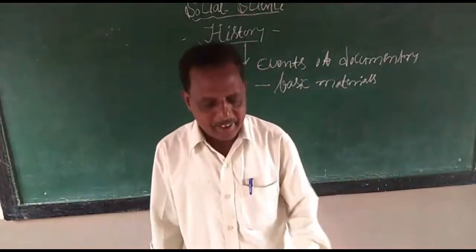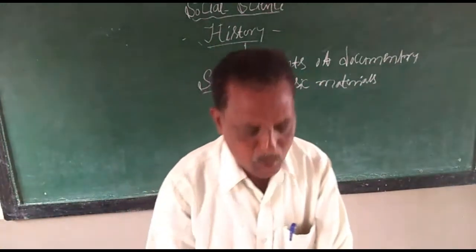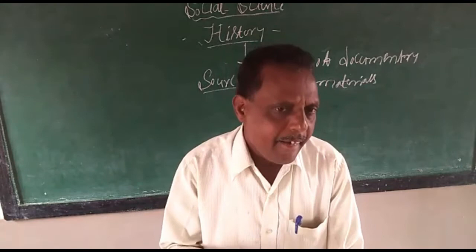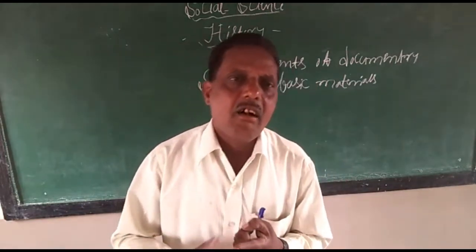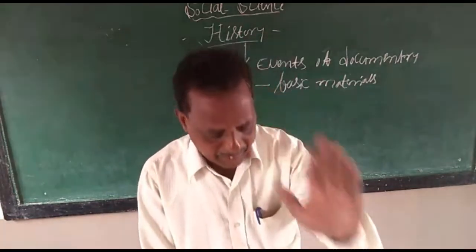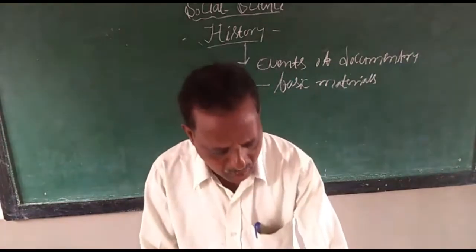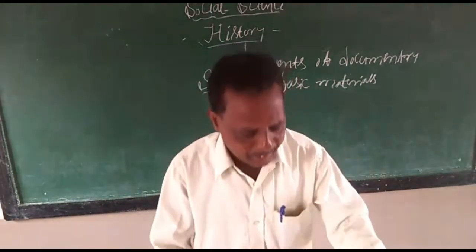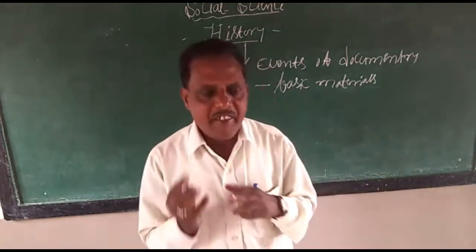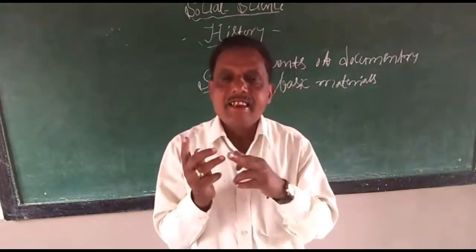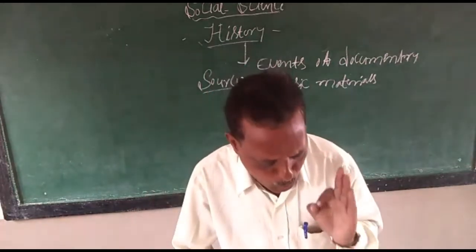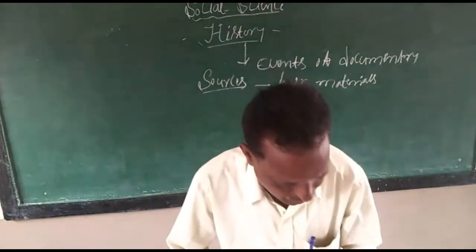Sources can be classified into two groups. Which are they? Literary sources and archaeological sources. There are two kinds of literary sources: native literature and foreign literature. First one, native literature. Second one, foreign literature. These are the two very important kinds of literary sources.